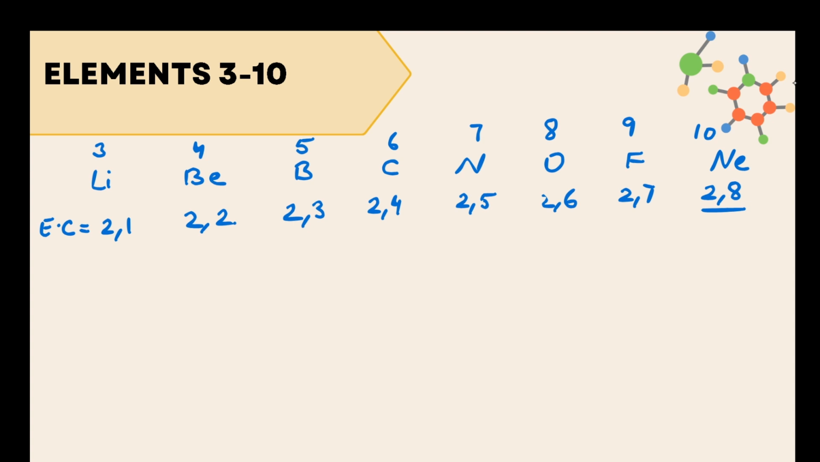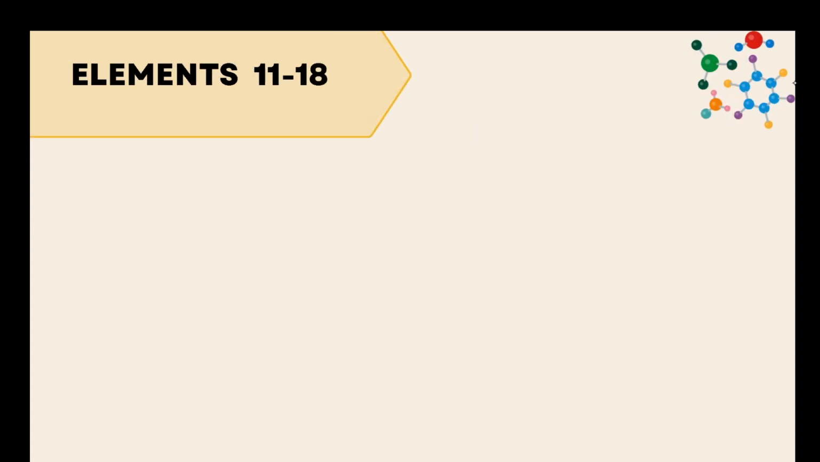Now the second shell is completely filled. So from the next element, the electron will start filling from the third shell. So what are the next elements from 11 to 18? We have sodium, magnesium, aluminium, silicon, phosphorus, sulfur, chlorine and argon.